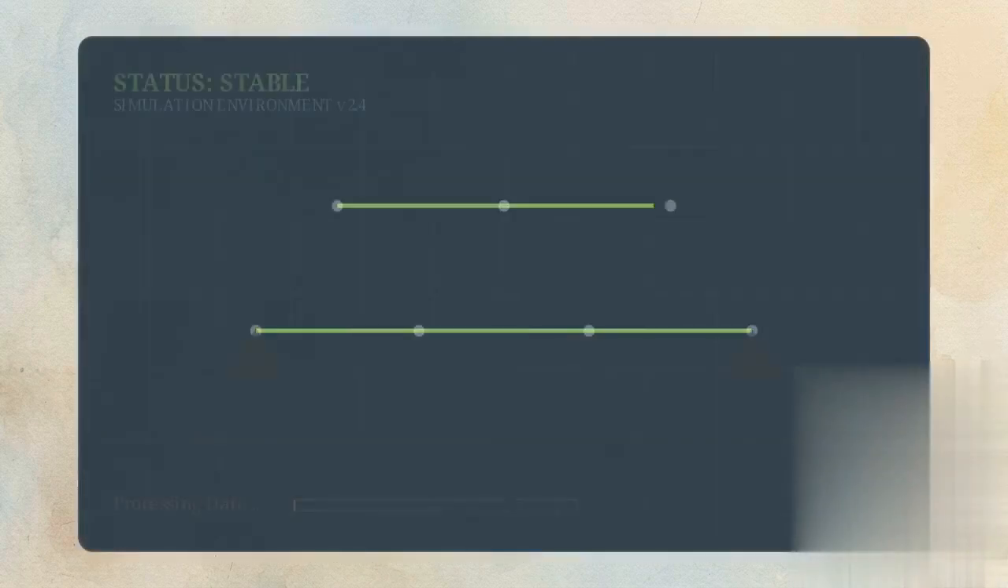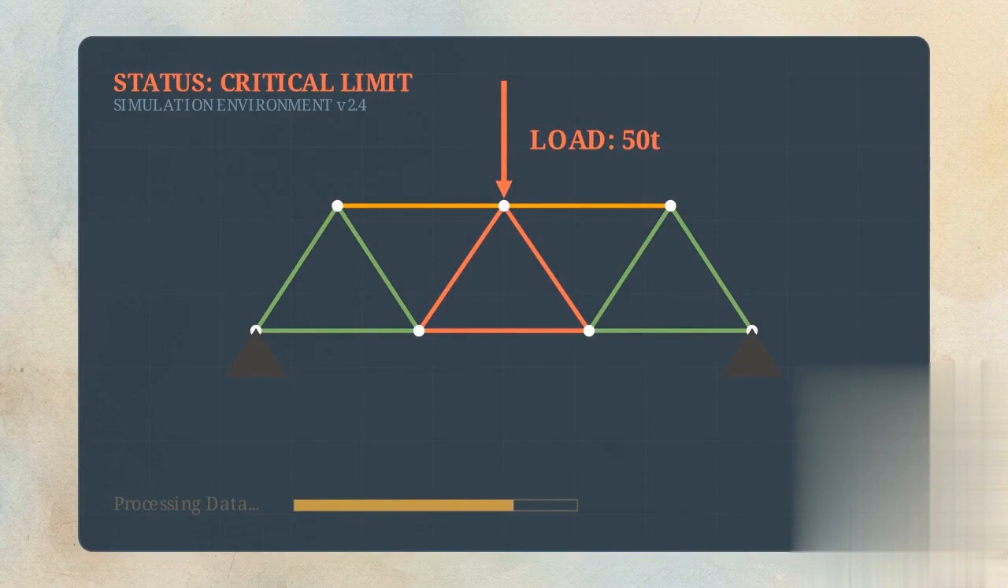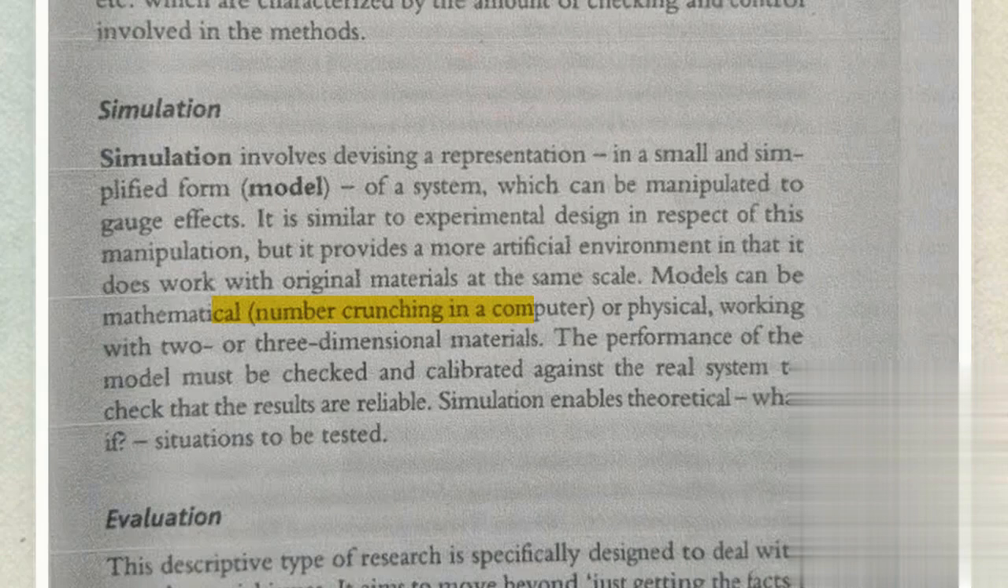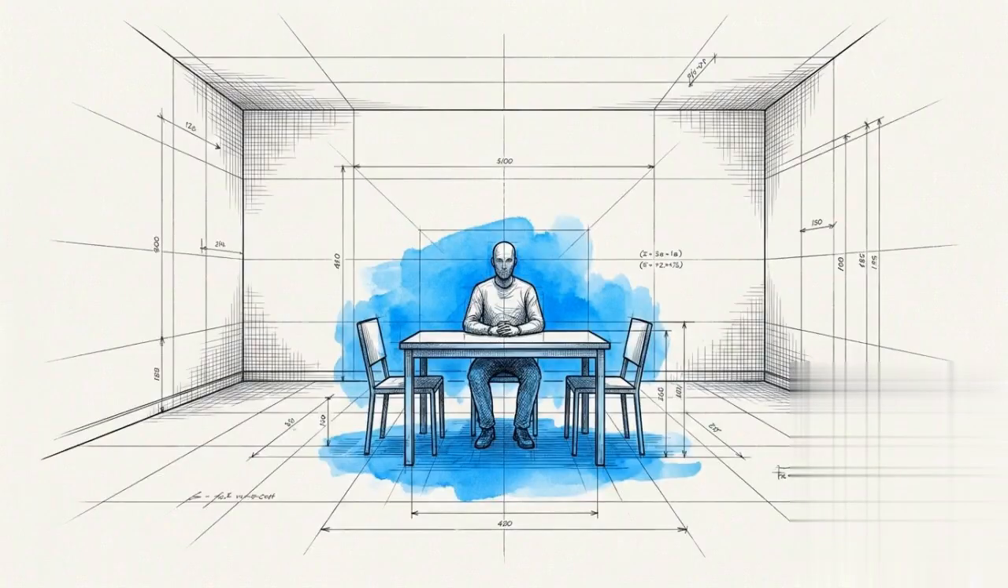When true experiments are impossible to run at scale, researchers use simulation design. This creates an artificial representation of a system that can still be manipulated to gauge effects. These models can be mathematical, relying on number crunching inside a computer, or physical, using three-dimensional materials to test what-if situations. The isolation of variables is what distinguishes a controlled experiment from raw observation, providing the empirical weight needed to support a theory. Isolating a variable requires a sterile environment.